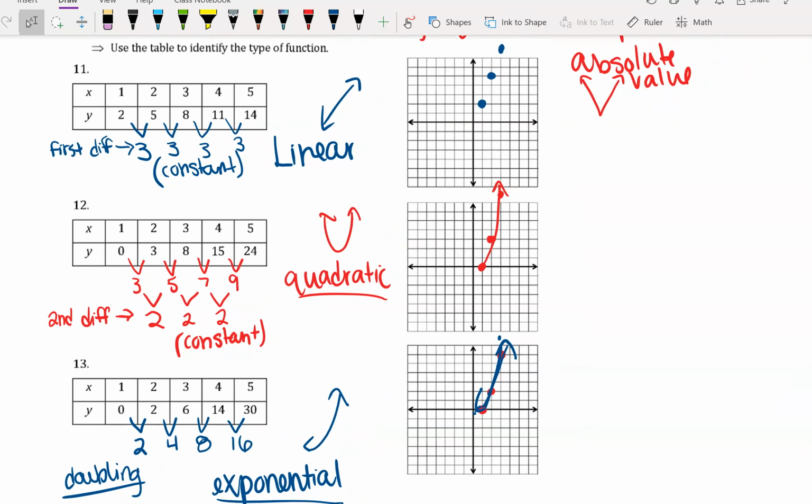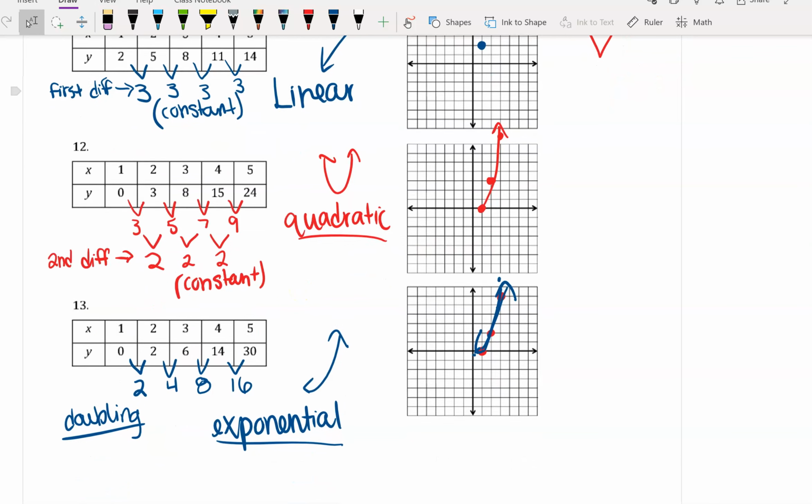So linear is going to make a straight line, so that should be easy to determine. Quadratic is going to be curved, and to find it, you find the second difference, and if those are the same, then it's quadratic. For exponential, if the second difference isn't the same, but you notice that it's doubling or tripling or something like that, then it is exponential. And that is it for today.